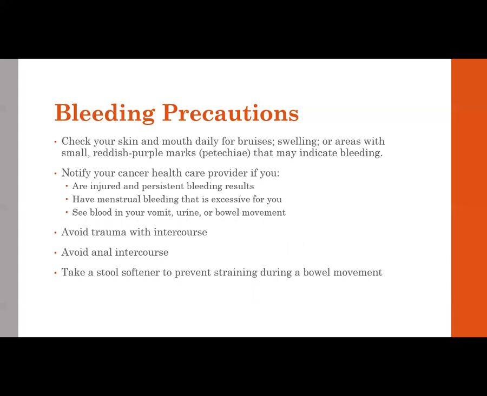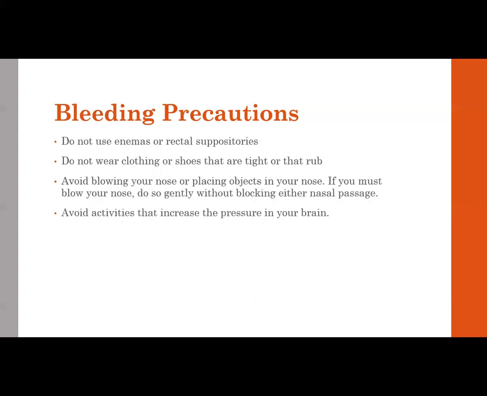Avoid trauma with intercourse. Avoid anal intercourse. Take a stool softener to prevent straining during a bowel movement. Do not use enemas or rectal suppositories. Do not wear clothing or shoes that are tight or that rub. Avoid blowing your nose or placing objects in your nose. Avoid activities that increase the pressure in your brain. So these are all of our different thrombocytopenia precautions.